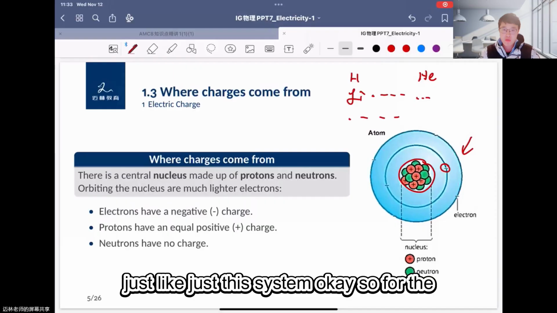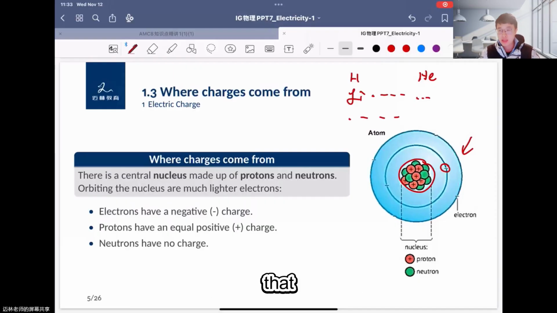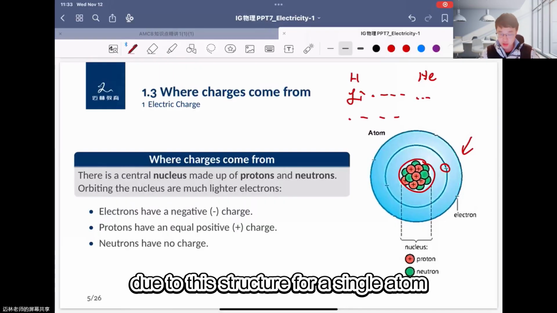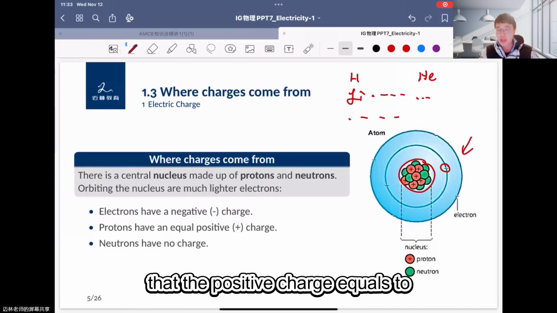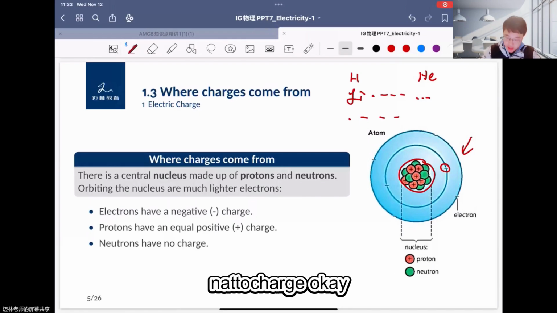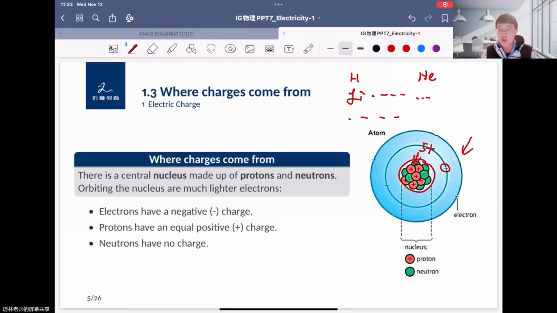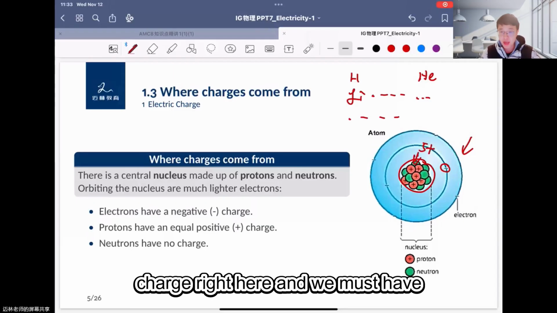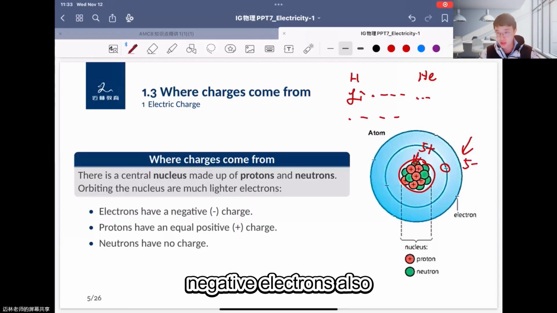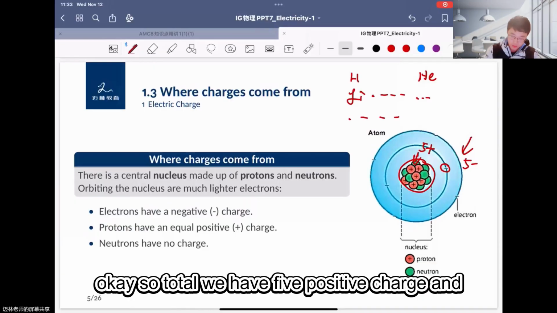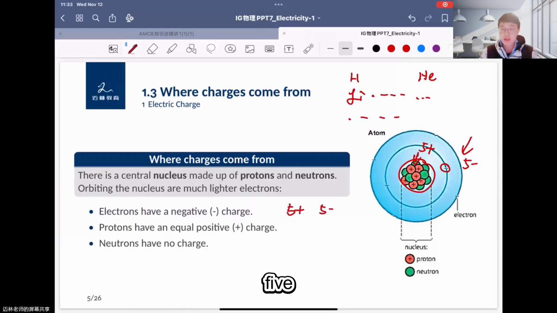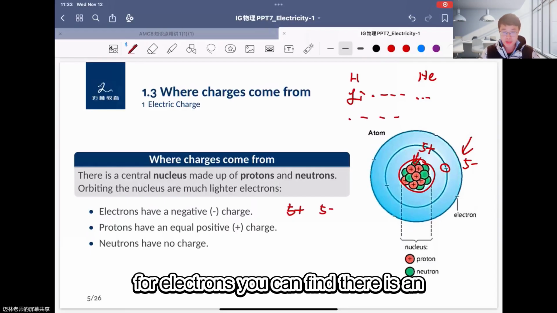For the charges, we can say that due to this structure, in a single atom the positive charge equals the negative charge. Maybe here we have 5 red positive charges, and we must have 5 negative electrons outside. So in total we have 5 positive charges and 5 negative charges. Here we can say, for electrons, we can find there is an outer orbit.